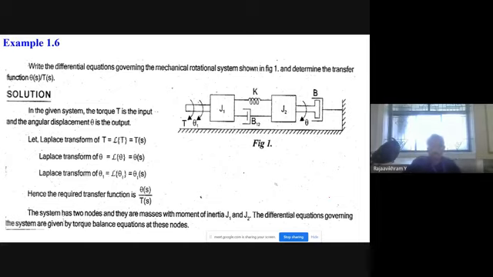You first draw this diagram. I will show the free body diagram for J1 and J2. The final answer you have to post in the assignment 2.